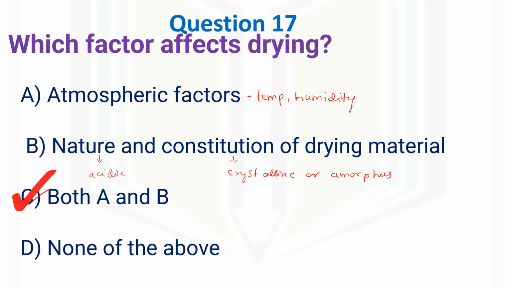So depending upon the nature and constitution of the drying material as well as the atmospheric factors, drying will be affected. Because if we increase the temperature and lower the humidity, drying will be faster. If a material is more amorphous, it will have a very porous structure and the moisture will be removed faster. And also it will depend upon other factors like the surface area. So if more surface area is exposed, more moisture will be removed. So these are the factors which affect the drying. So here our correct option is option number C, both A and B.